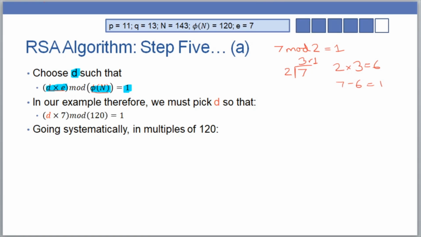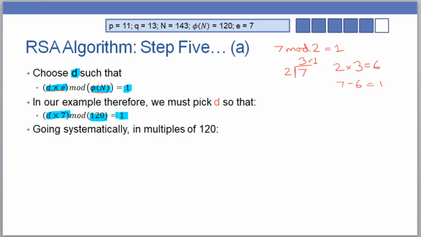In our example, therefore, we must pick d such that the product of 7 and d produces a number 1 more than a multiple of 120, aka the remainder of 7d when divided by 120 will be 1.